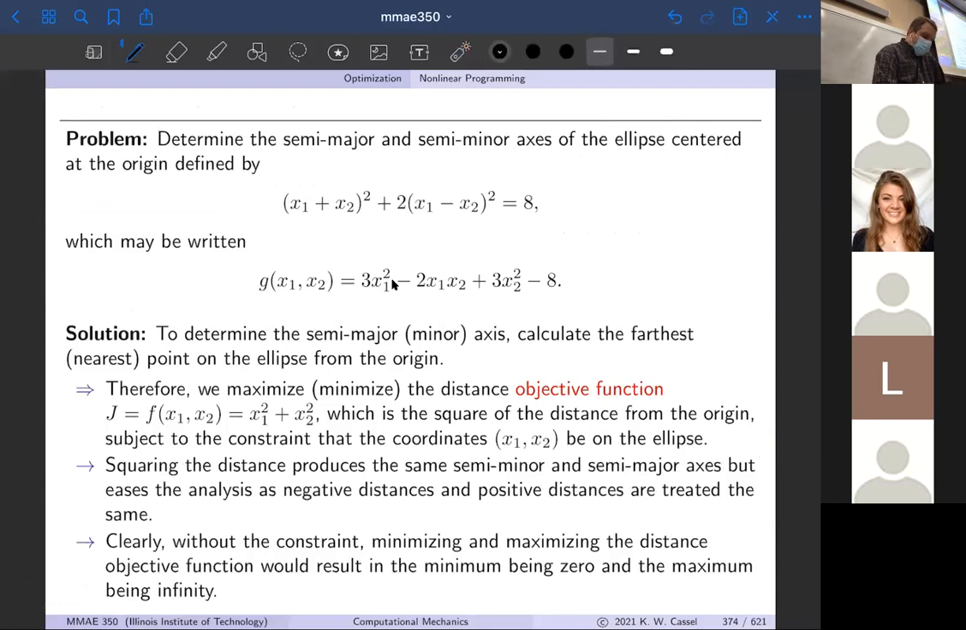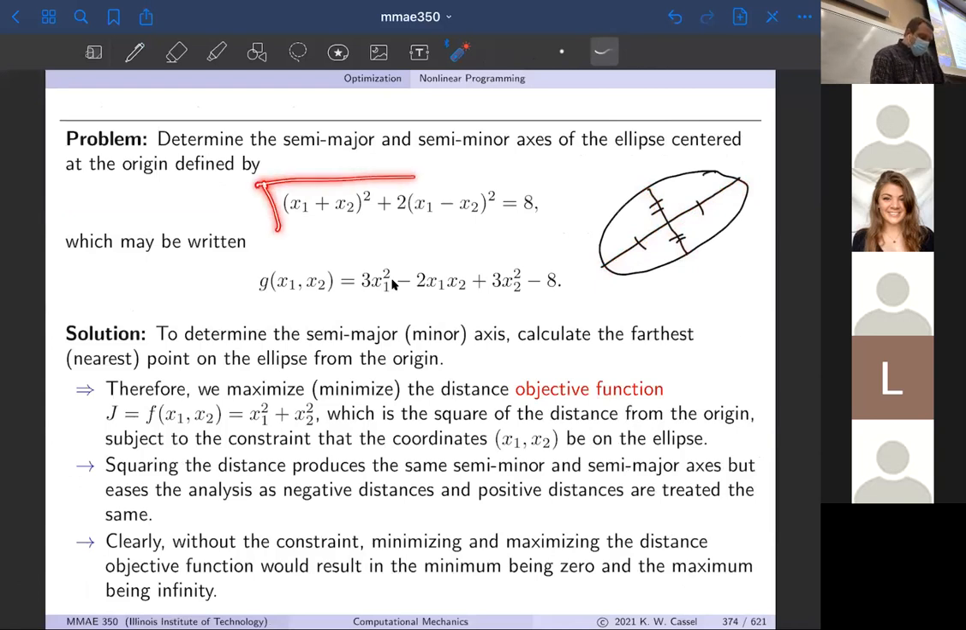So what we have is an ellipse, something like this. It has two axes, semi-major and semi-minor. The semi-major axis is the long one. That's this one. Semi is half, of course. So there's the semi-major axis and then the semi-minor axis as well. So here's the equation for the ellipse. It's the square of (x1 plus x2) plus 2 times the square of (x1 minus x2) is equal to 8. That's an ellipse, something like that.